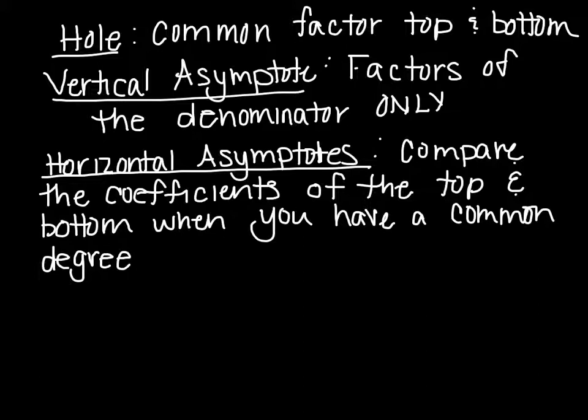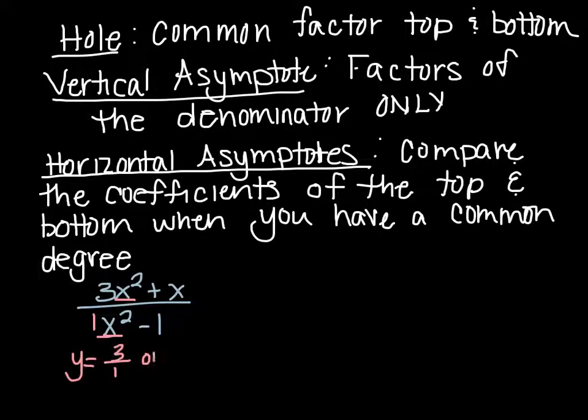Horizontal asymptotes are found by comparing the coefficients of the top and bottom when you have a common degree. Let me show you those horizontal asymptotes. Three things can happen. The first example is (3x^2 + x)/(x^2 - 1). Because my degrees are the same, all I do is compare the coefficients in the front. Horizontal is a y equals, so y equals 3 over 1, or y equals 3, would be my horizontal asymptote.